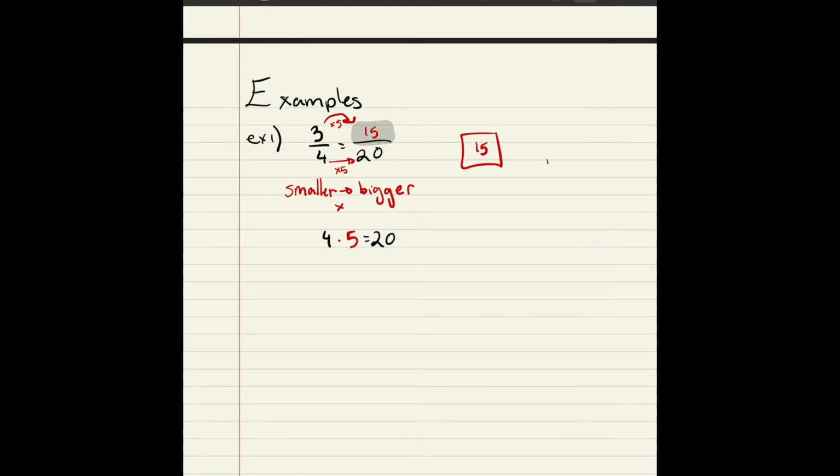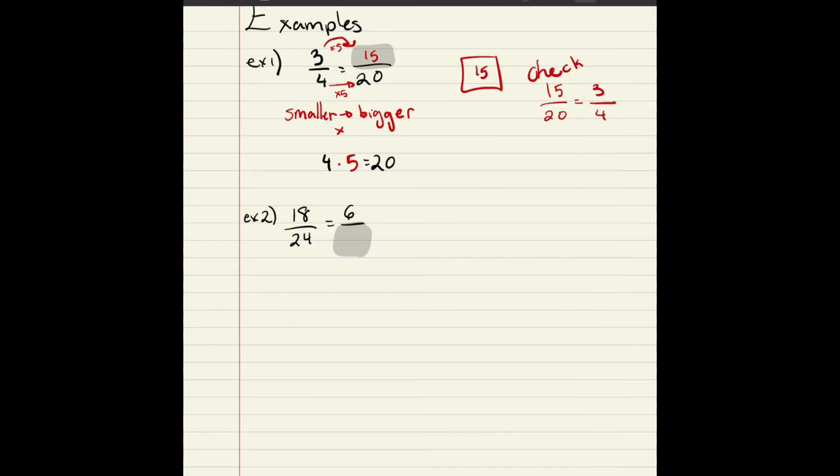And we can check this, because if we had 15 over 20, if we had to reduce this, 5 can go into both of these. 5 can go into 15 3 times, and 5 can go into 20 4 times. So that's how we can check, because they're equivalent ratios, right?